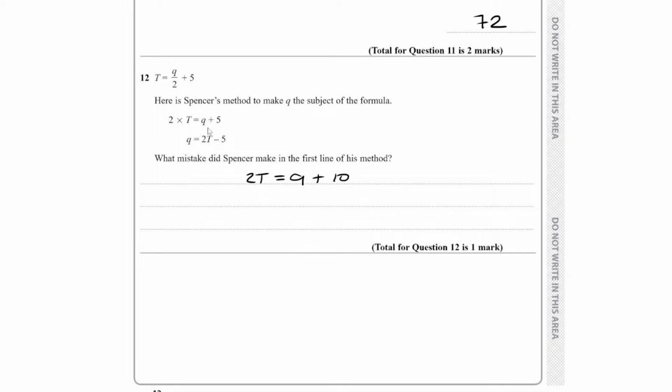Or as I said, you could say he should have subtracted the 5 first and then multiplied by 2. Because if he did subtract the 5 first, he probably would have multiplied it correctly after that point. That's the options that they've given. Obviously, some kind of version of that would be acceptable.